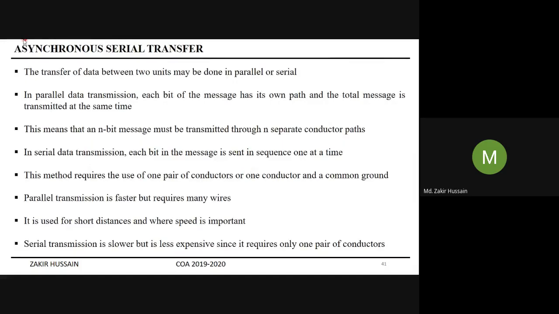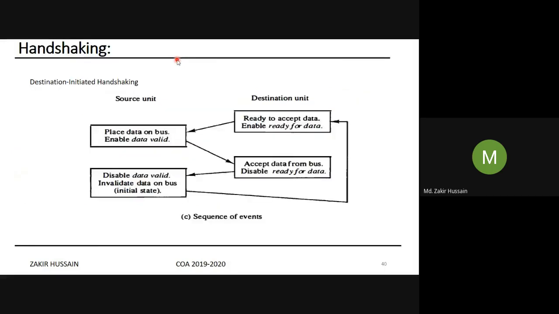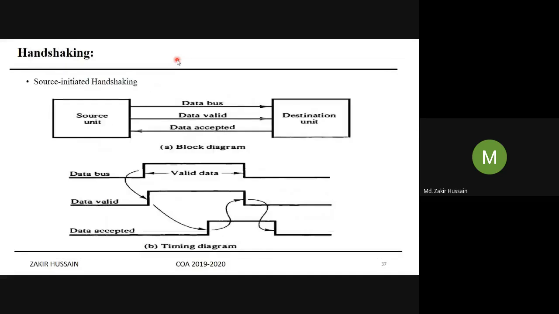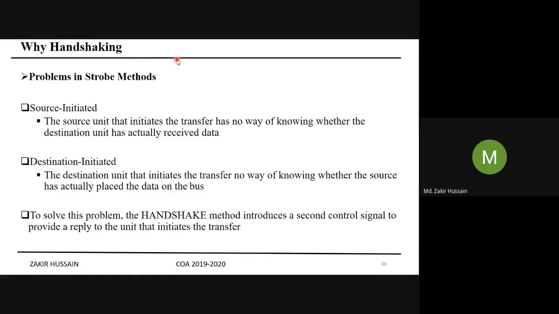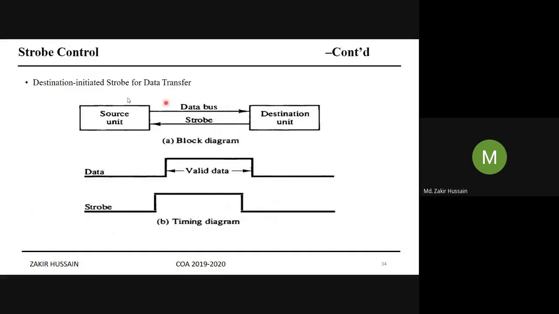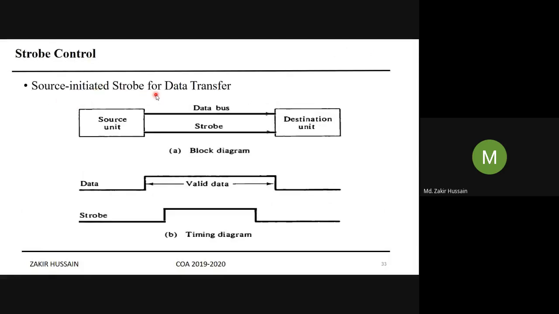So today we will see asynchronous serial transfer. In this asynchronous serial transfer, how we transmit the bits is the point here. Because so far, what we have seen is: how do we know, in the case of a source-initiated strobe, how does the destination unit know that the source unit is trying to communicate? That is the concern here.